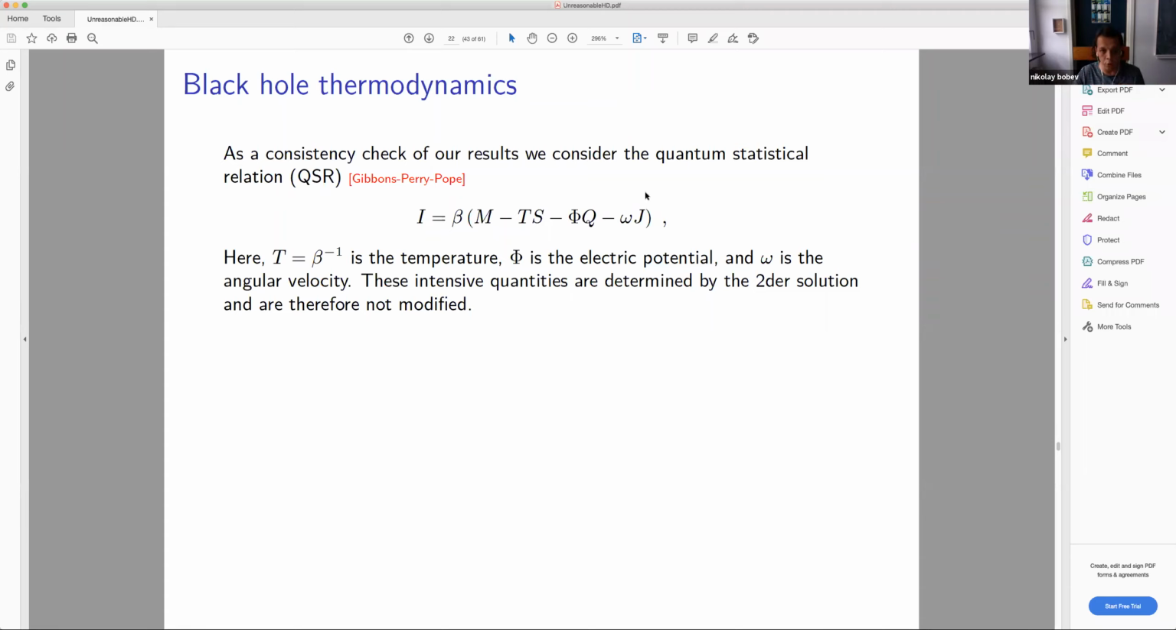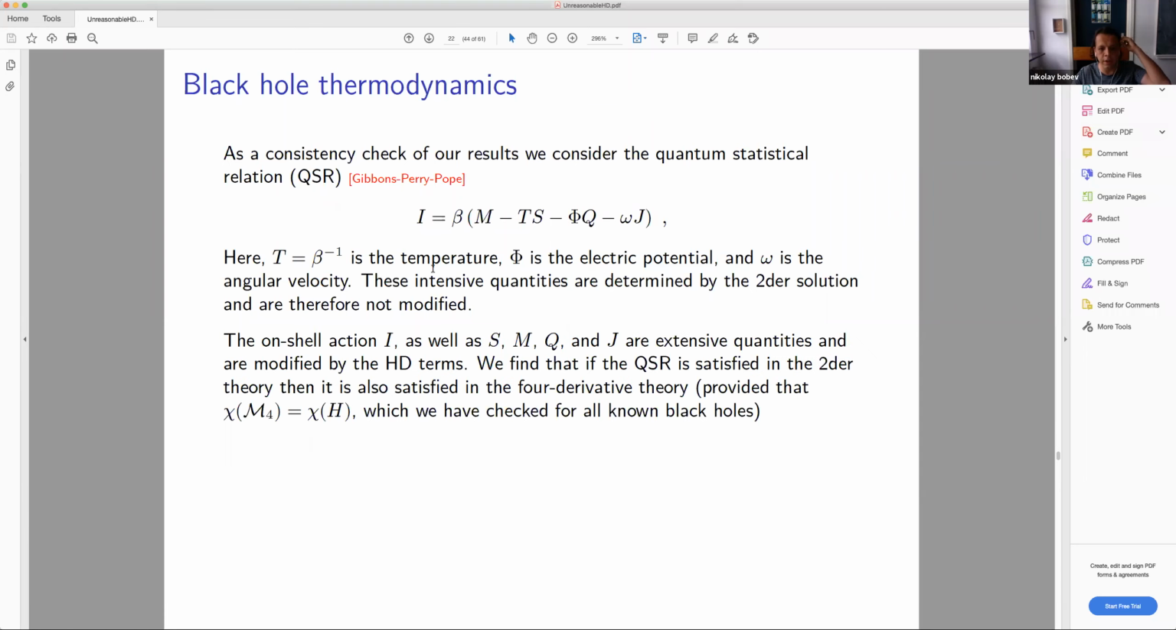And this is well known to hold at the two derivative level, and we've shown that it holds in our case also. Essentially, the logic is that the intensive quantities are not modified, the extensive ones, the action, the entropy, the mass, the charges are modified, as I showed you. And when you add things up, this identity is obeyed, provided that the Euler character of this four manifold is the same as the Euler character of the horizon, which is true on all black holes. We didn't furnish a general proof here, but I think it should be possible to do.